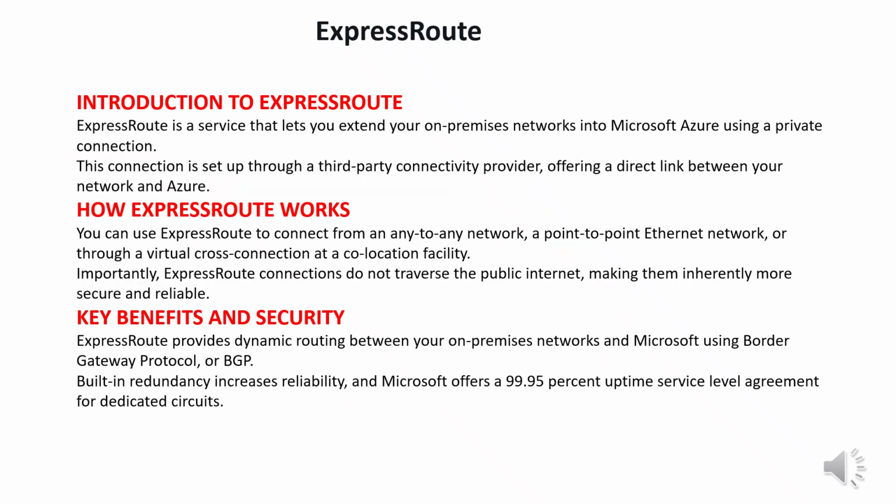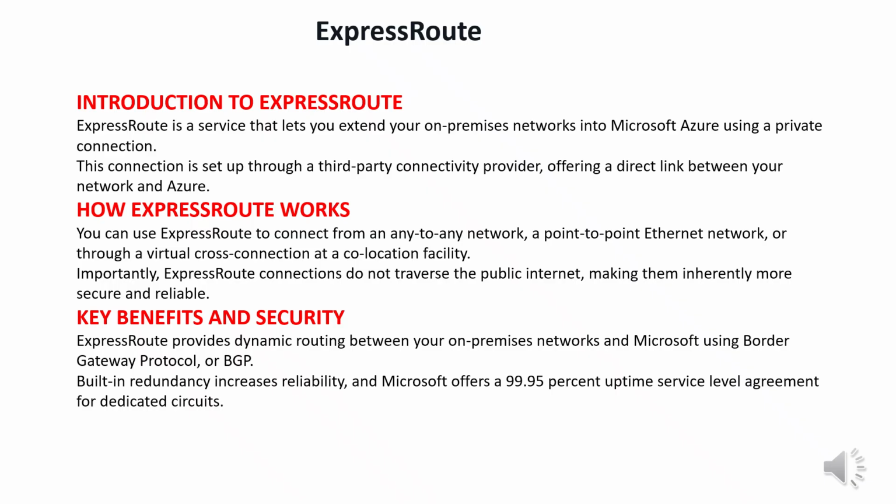ExpressRoute is a service that lets you extend your on-premises networks into Microsoft Azure using a private connection. This connection is set up through a third-party connectivity provider, offering a direct link between your network and Azure. You can use ExpressRoute to connect from an any-to-any network, a point-to-point Ethernet network, or through a virtual cross-connection at a co-location facility. Importantly, ExpressRoute connections do not traverse the public internet, making them inherently more secure and reliable.